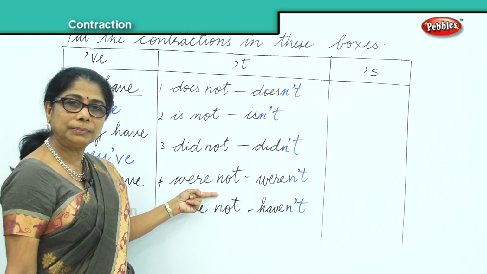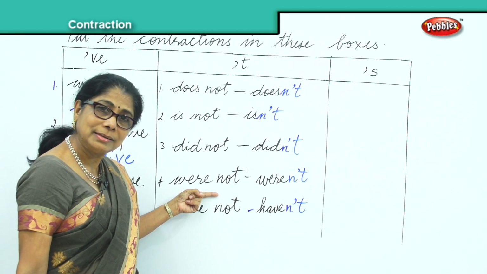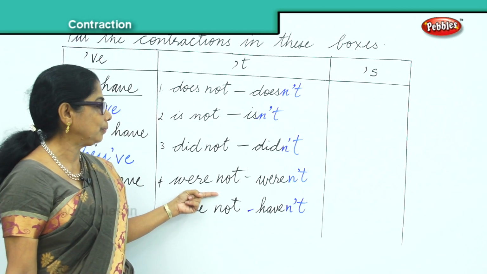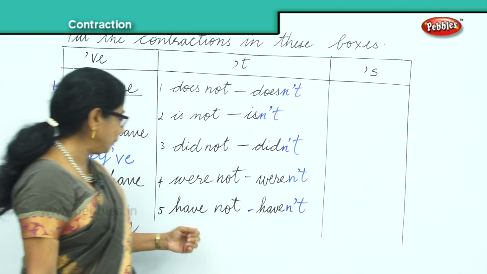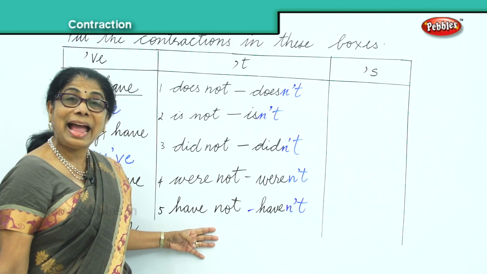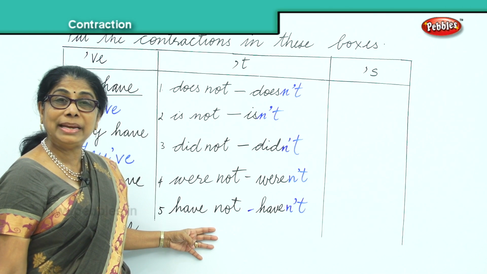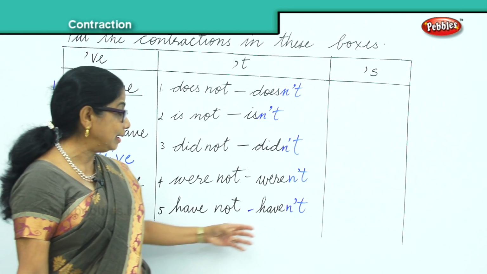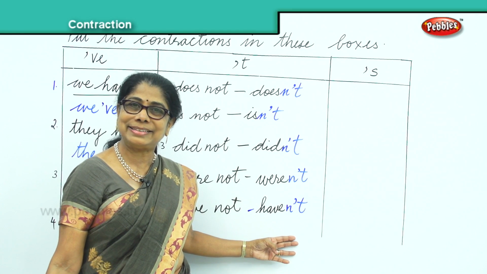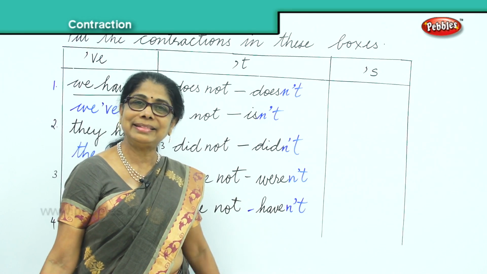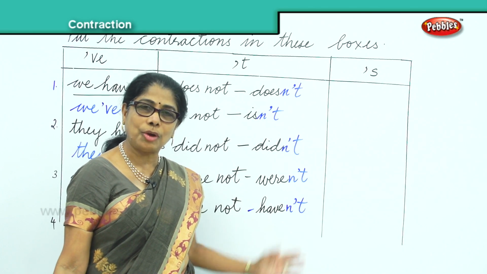Were not. You were not here last morning. You weren't here last morning. Have not. I have not been sleeping last night. I haven't slept last night. So, learning the contraction, the short form, and how to do it.